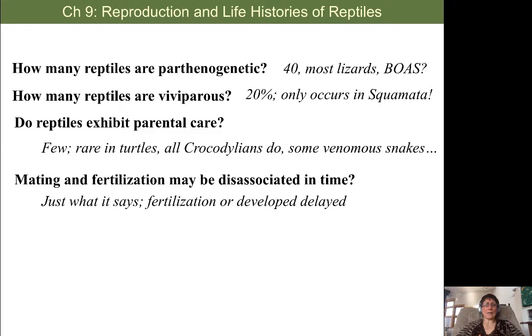Whereas in warmer climes, you're able to lay eggs, and whether or not there's parental care, the temperatures are consistent enough and high enough to produce viable offspring. So viviparity has evolved several times throughout the phylogeny of reptiles. The higher the latitude or altitude you're at, the more likely you are to be viviparous. And at the same time, if you're viviparous, you're more likely to exhibit GSD, genotypic sex determination, than to be a temperature-dependent sex determiner.